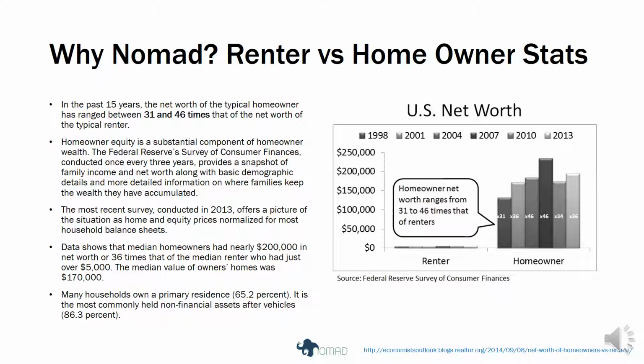One of the things I want to point out to you is the Federal Reserve Survey of Consumer Finances actually does a survey every 3 years. They did it in 1998 all the way through 2013. They're probably due to do one this year in 2016. I'm interested to see the data.